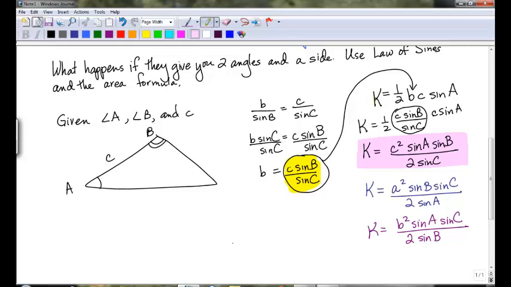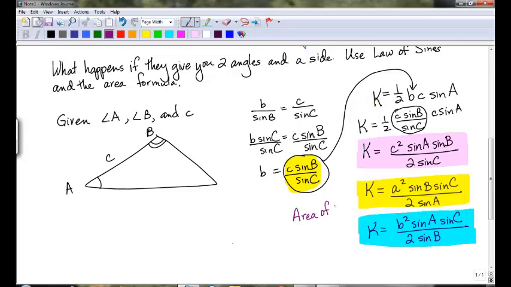So you need to add these three formulas to your card. On these, you still want to say that that is area. This is still area of a triangle, and this one you're given two angles and a side. So add those three and this to your card.